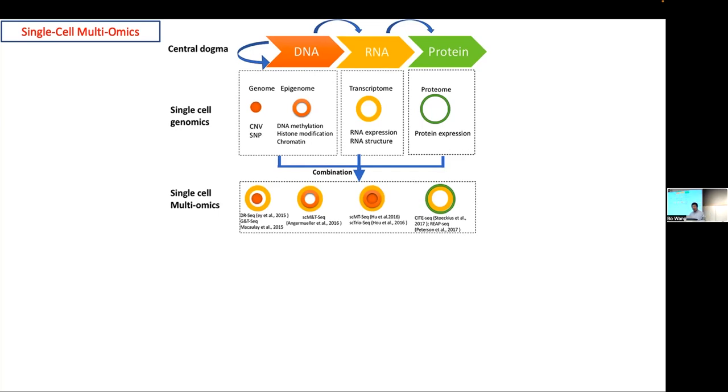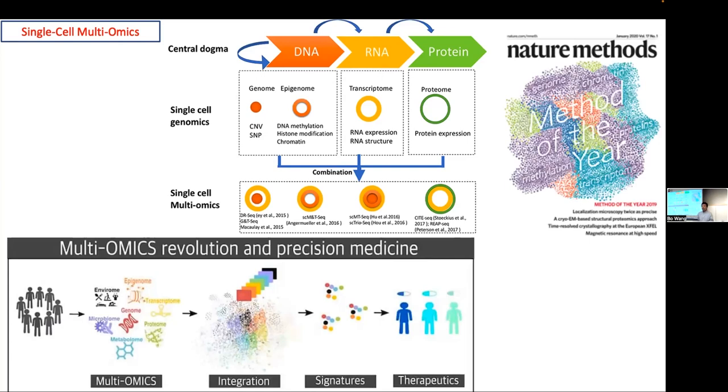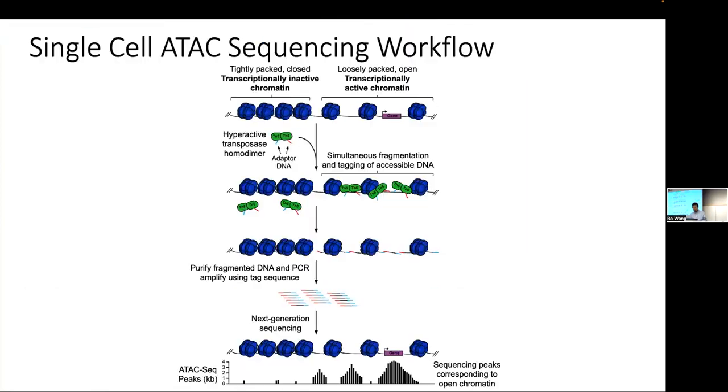Once you have this widespread multi-omic data, it can be used for many precision medicine applications. And because of its importance, Nature Methods selected single cell multi-omics as the method of the year in 2019. So it shows the importance of going beyond RNA-seq alone.